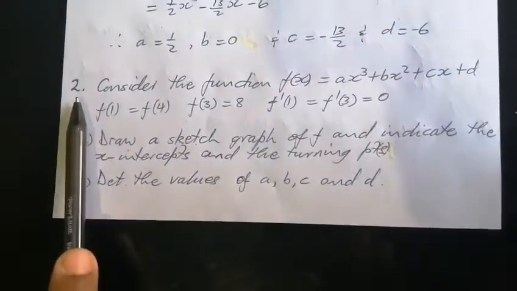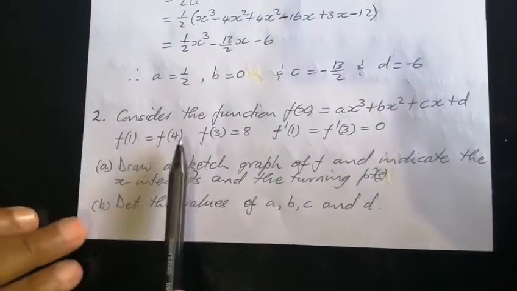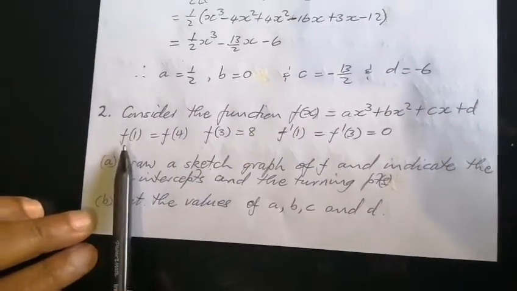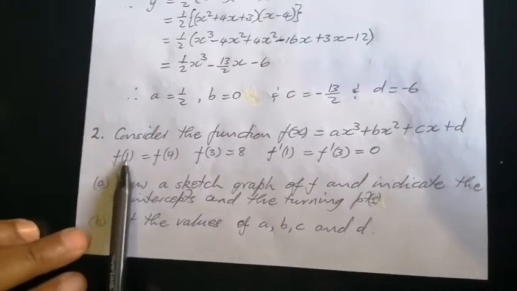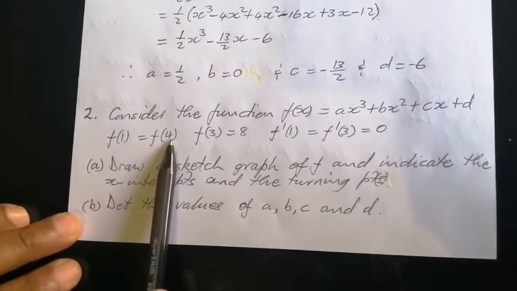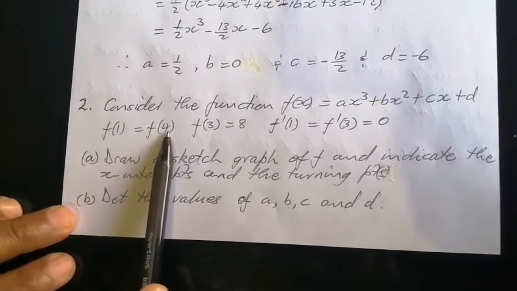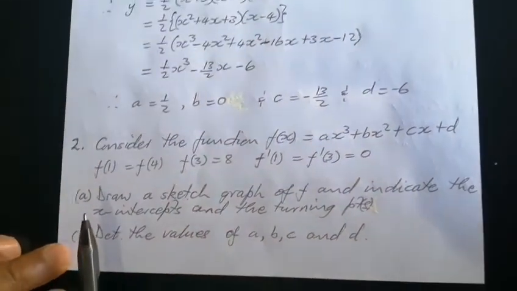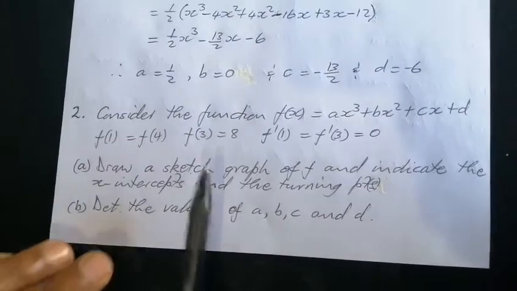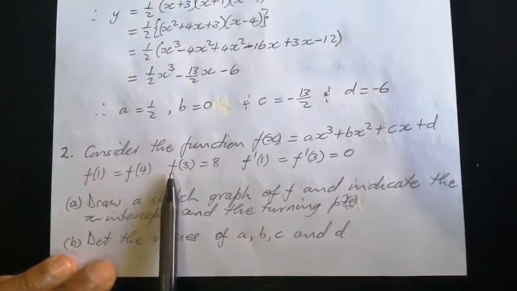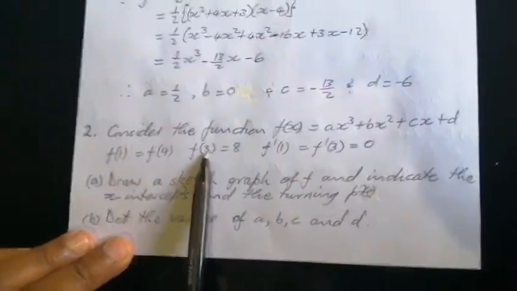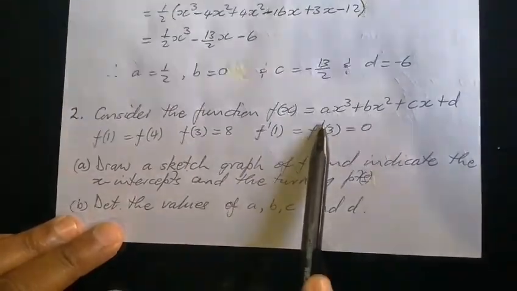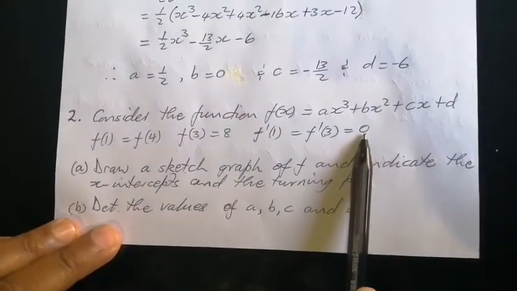We are moving on to example number 2, and it is saying, consider the function f of x, defined as we have already said in example 1, but conditions are given here. f(1) is equal to f(4). We are saying when we substitute our f(1), it is exactly the same as f(4). Very, very important for us to understand here. Then we are saying here, our f(3) is actually 8. Then f dash of 1 is equal to f dash of 3 and is 0.